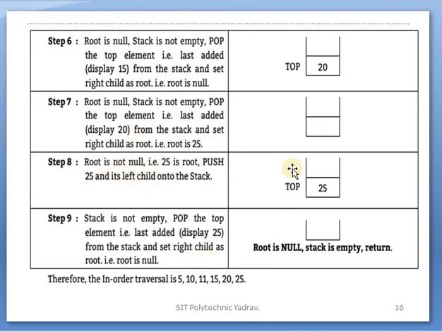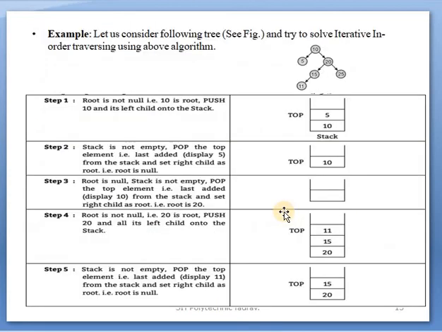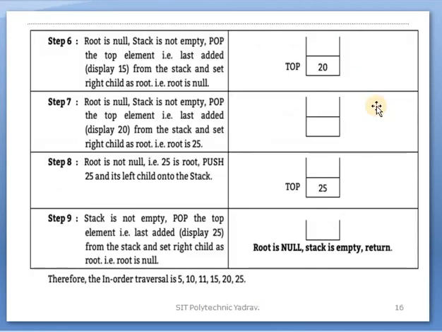After that, next, 25 is the right tree, that will be pushed. After that, pop it. Stack is not empty, pop the top element, the last element 25, from the stack, and set the right child as the root. Root is null. The root is null means the stack is empty, then return.